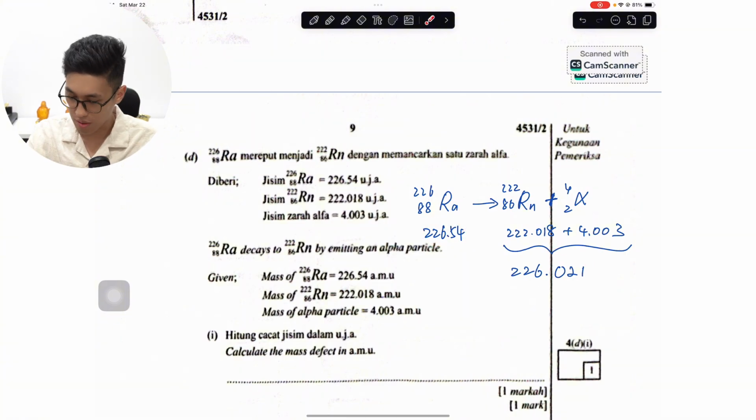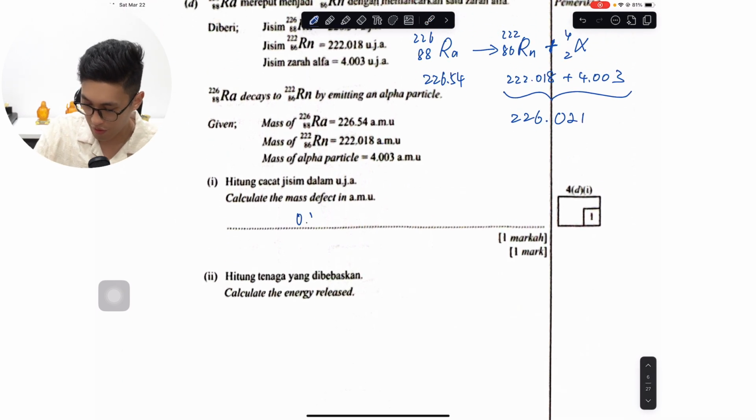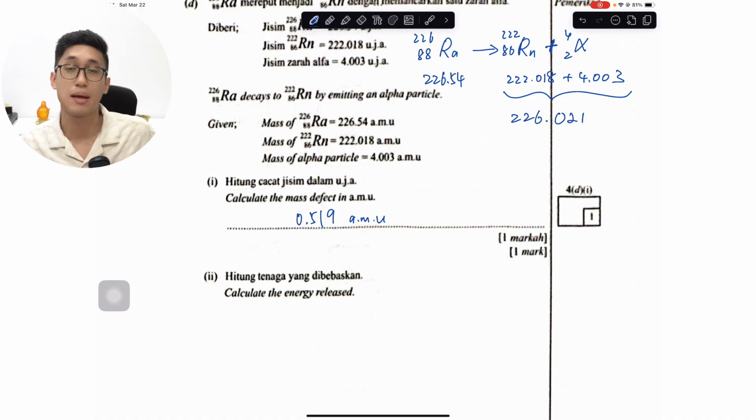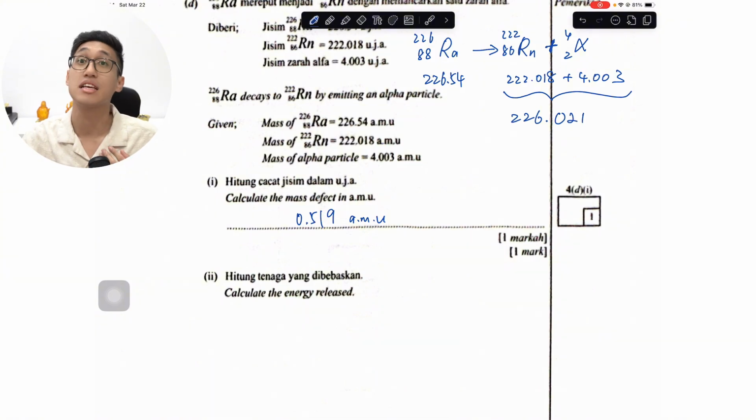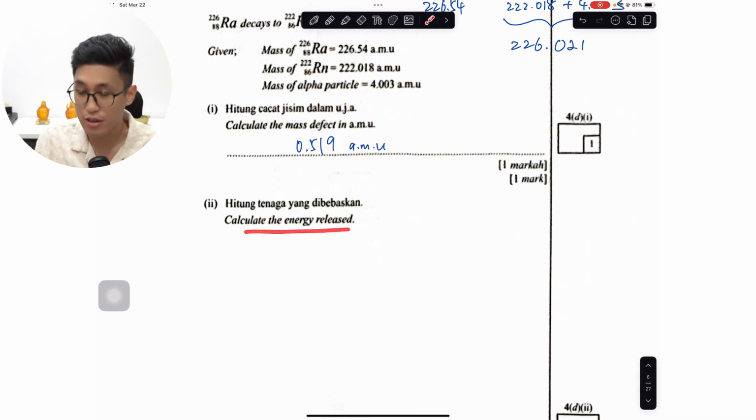Yeah, so let me just calculate the mass defect. 226.54 minus 226.021. And I'm going to get 0.519 AMU. That is the missing mass. That is the mass defect. Okay, where does this mass go actually? This mass actually didn't disappear, right? The mass just turned into energy. That's where nuclear energy comes from, okay? So that's why they ask, calculate the energy release.